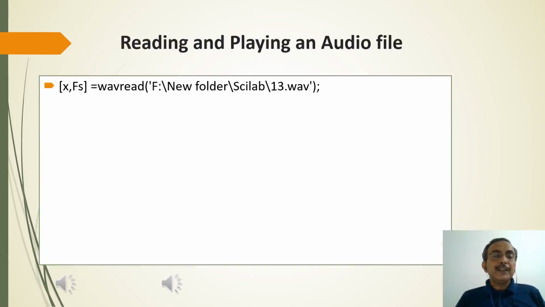If we want to read an audio file, the command that we have to use is wave read. This will read an audio file which is in a wave format. Any other format, for example MP3, cannot be read by this. We have to specify the path where the file is actually stored, and this is an uncompressed wave file version.